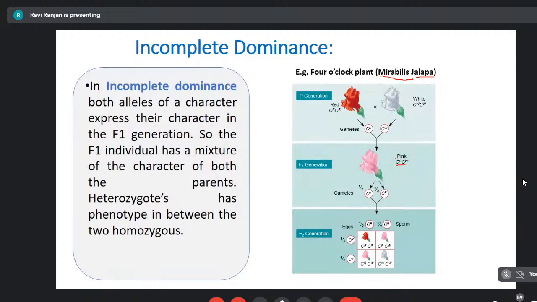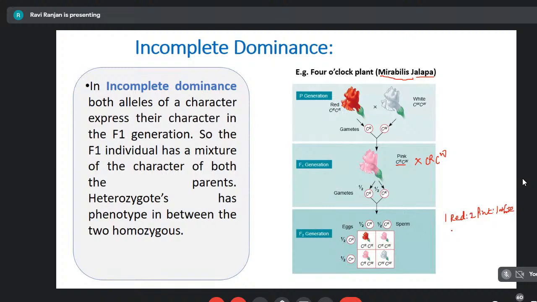So when they have a heterozygous condition, they will neither express red, nor completely express white. So one gene is incompletely masking the expression of the other. Right? So there is an incomplete expression by both the genes, and it will give pink color. And when you cross 2 pink color plants, then in the F2 generation you will find 1 red, 2 pink, and 1 white. That means their phenotypic ratio, instead of 3:1, is 1:2:1.